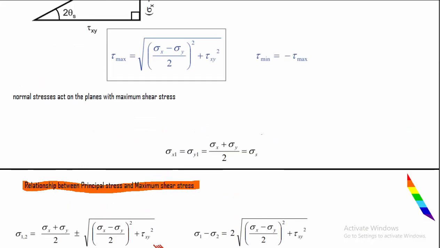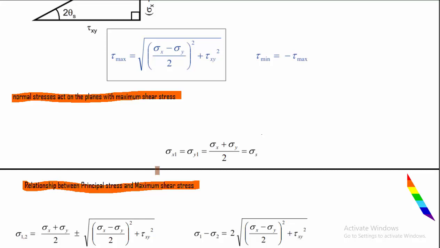Or the other relation that we can find is the normal stresses acting on a plane with the maximum shear stress. That is a very important thing. We have already proved that the shear stress acting on the principal planes is 0. But please don't think the vice versa is also true. That means the normal stress acting on the maximum shear planes is not 0. Please don't conclude like that. There are normal stresses acting on the maximum shear planes, but there is no shear acting on the principal planes.